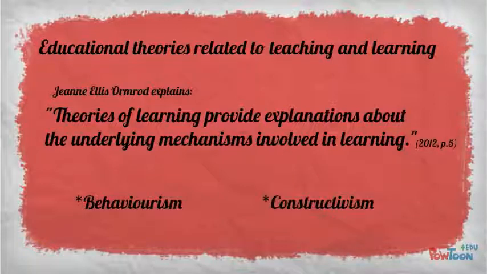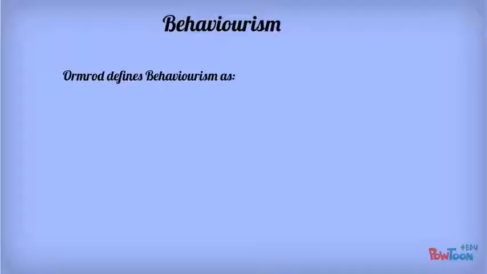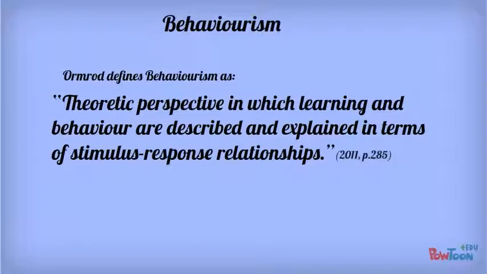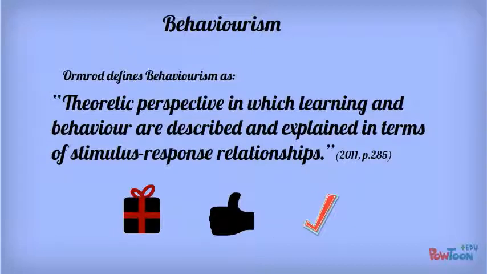Jeannie Ormrod explains, theories of learning provide explanations about the underlying mechanisms involved in learning. Let's take a look at behaviourism and constructivism. Ormrod defines behaviourism as a theoretic perspective in which learning and behaviour are described and explained in terms of stimulus-response relationships. Here students receive instant recognition for correct answers.